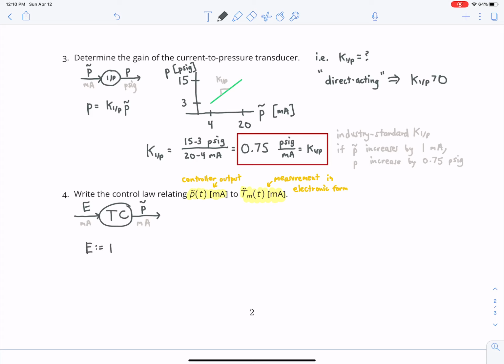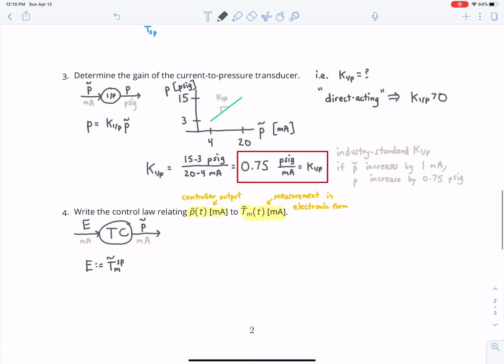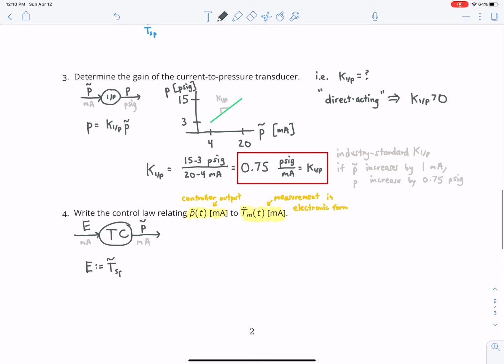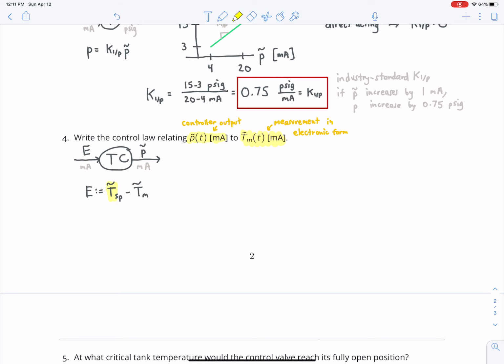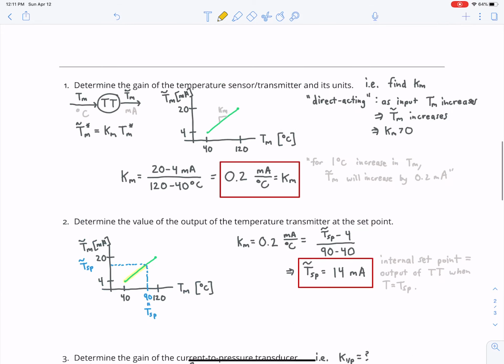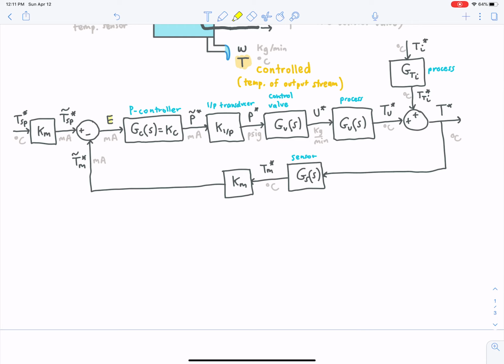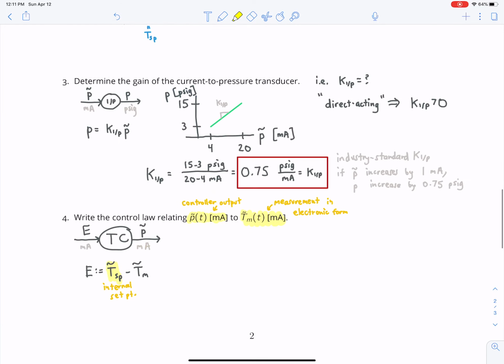An error is defined to be the set point, which is the internal set point, minus the measurement. So T tilde, the internal set point, minus T tilde M. So again, this is the internal set point, all right? And you can see this in our block diagram here. The error is the internal set point, it's got a plus, minus the measurement in electronic form. So that fleshes out from our block diagram.